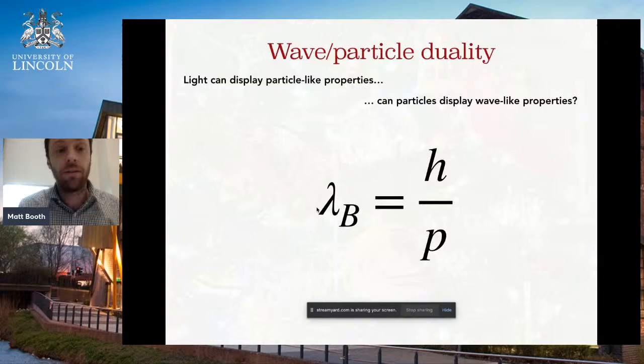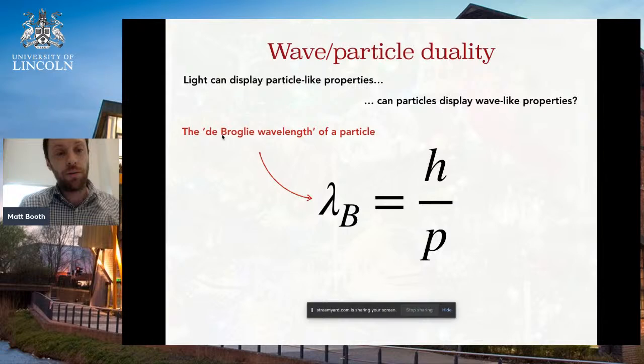This wavelength, with symbol lambda B for de Broglie, is just equal to h, Planck's constant, which remember was the gradient of that data we saw for the photoelectric effect, divided by the momentum of the particle. So it was posed that we can really think about particles, when they're traveling, as traveling like waves.